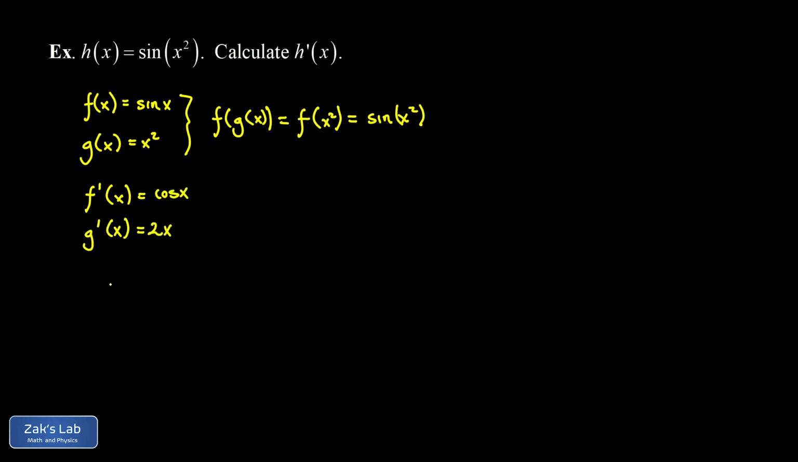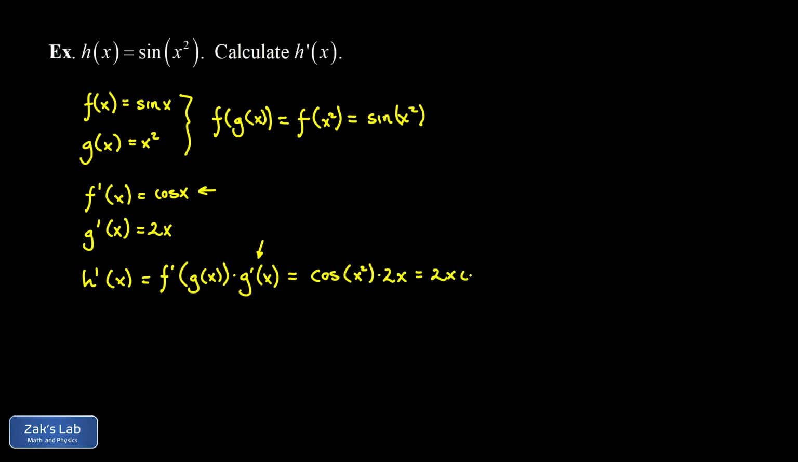And now we can apply the chain rule. So h prime of x turns out to be f prime evaluated at g of x, then multiplied by g prime of x. So here's f prime, that's cosine x, but I need to evaluate that at g of x. In other words, I need the cosine of x squared. Then we tack on this factor, g prime of x, which turned out to be 2x. Now this answer is a little bit nicer if we put the 2x in front. So I have 2x cosine x squared, and we're done with the problem.